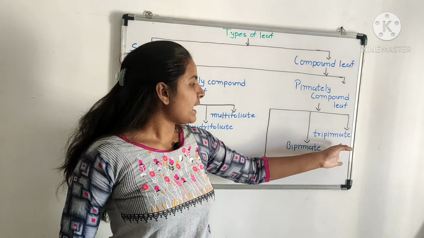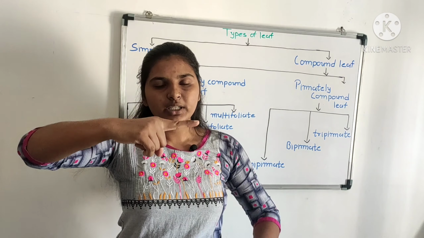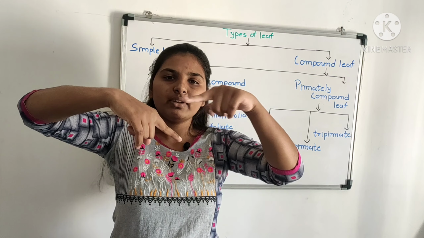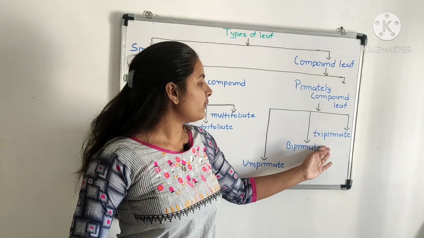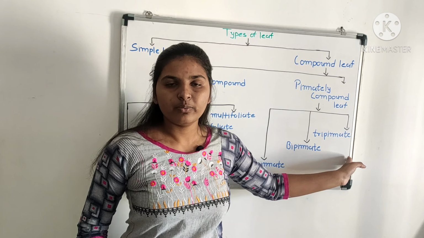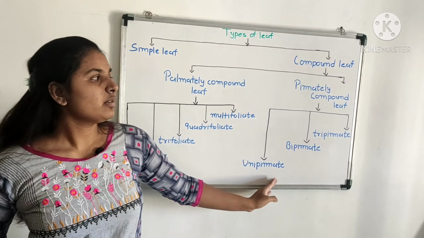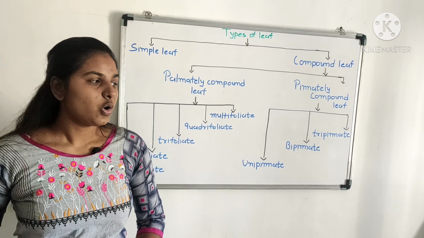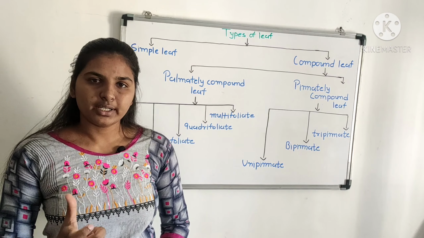Okay, in tripinnate leaf, this is the first midrib, this is the second midrib, and this is the third midrib. The third midrib has the leaflets. That type of leaf we know as a tripinnate leaf. Okay guys, this is the talk about types of leaf. We also have 2 other types.